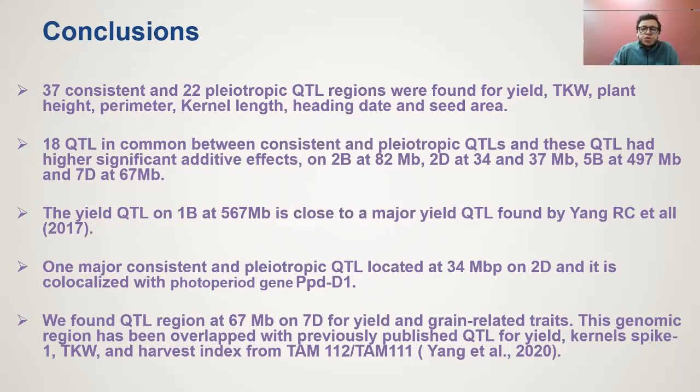One of our yield QTL on 1B overlapped with the previous finding by Young. Also, the major QTL located at 34 megabase pairs on 2D is co-localized with the PPD1 photoperiod gene. Lastly, we found a QTL region on 7D at 67 megabase pairs for yield and grain related traits, which is also the same location in the previous QTL study from Term 1 12 and Term 1 11 in Texas A&M University.